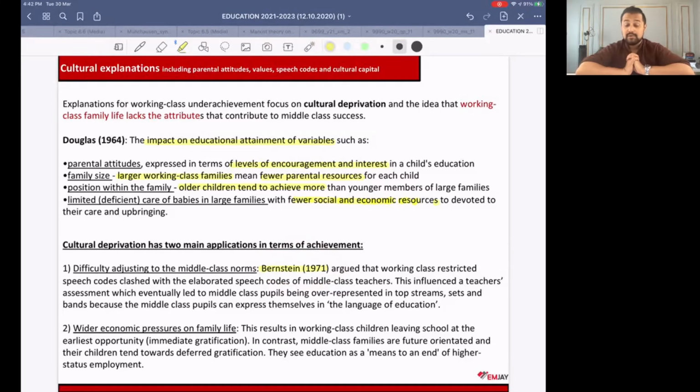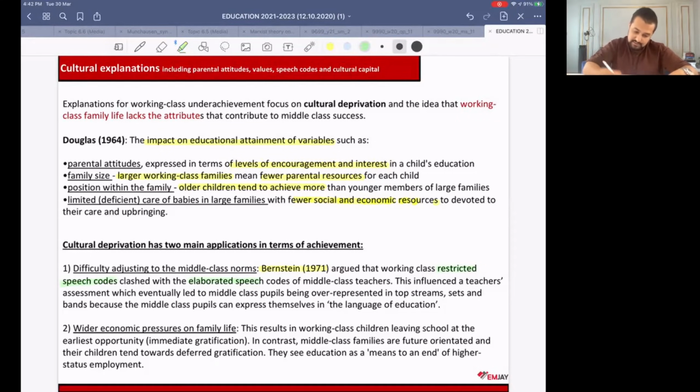Bernstein claims language codes affect the educational attainment of pupils. And when I talk about language codes, to be particular, Bernstein was referring to the elaborated code and the restricted code. It's written over here. The elaborated code and the restricted code.